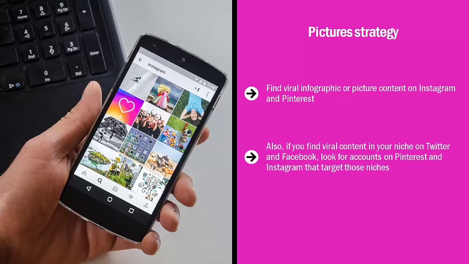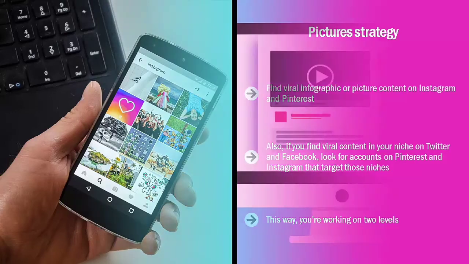Also, if you find viral content in your niche on Twitter and Facebook, look for accounts on Pinterest and Instagram that target those niches. Look at their followers and try to follow those followers and possibly get them to follow you back. This way, you're working on two levels. You're not just shuffling curated content around. You're also building up an organic niche following for your accounts.